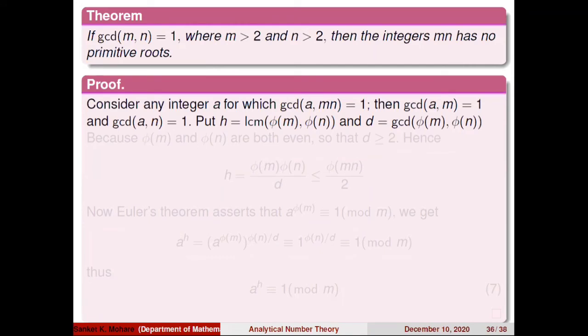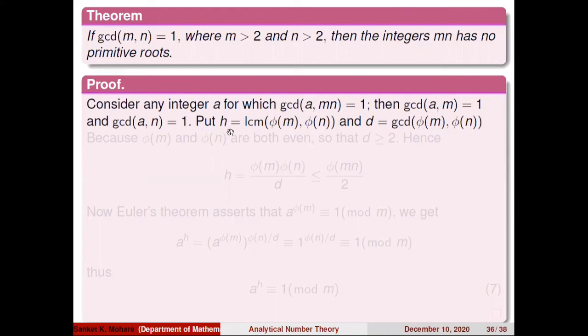Consider any integer a for which GCD of a comma mn is equal to 1. So here I took any integer a whose GCD with mn is 1. This implies GCD of a with m is equal to 1 and GCD of a with n is equal to 1. Remember that whenever GCD of a comma mn is equal to 1, it means GCD of a with m is always 1 and GCD of a with n is always 1. Here m and n are any positive integers greater than 2.